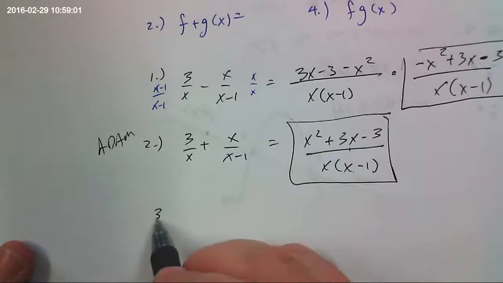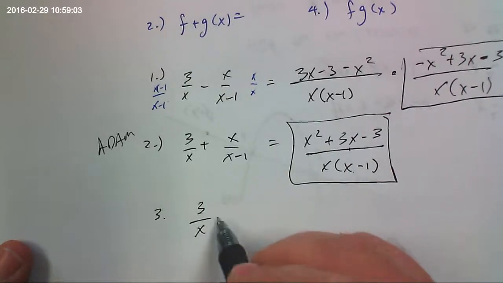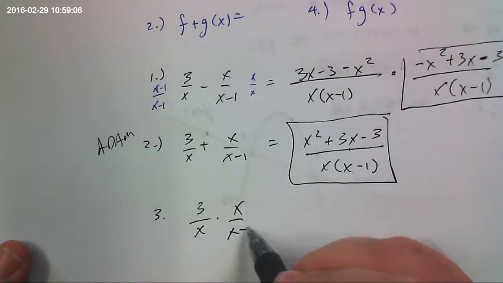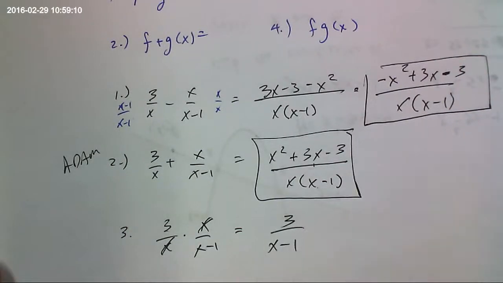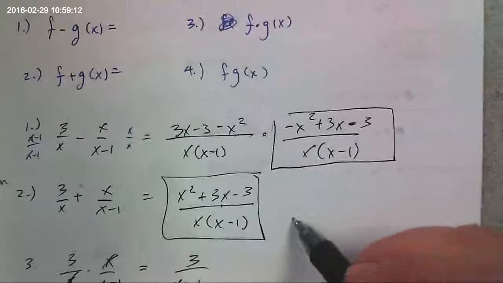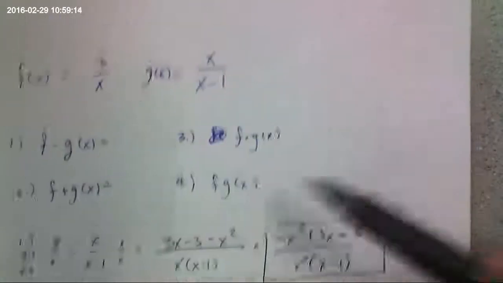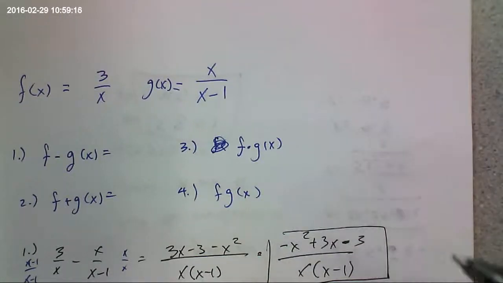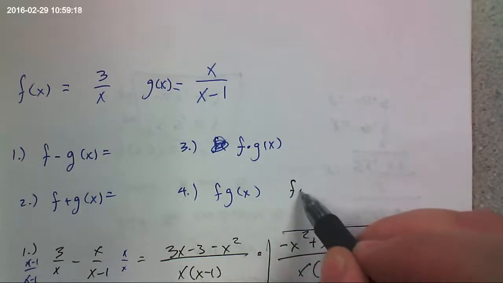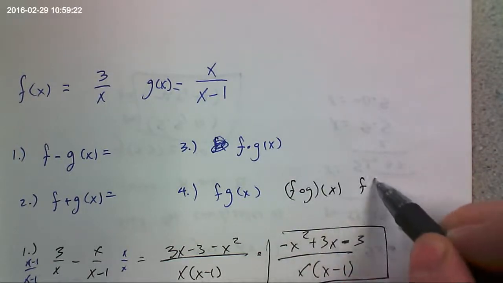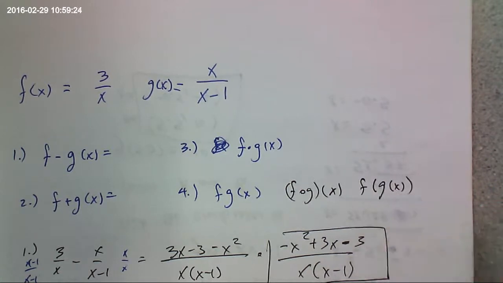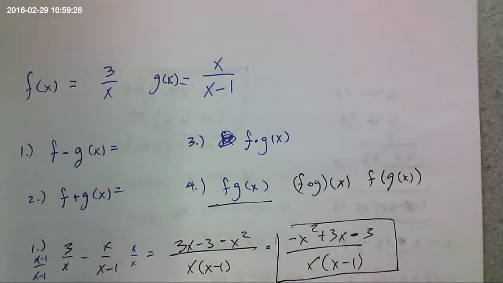Number 3, I have to multiply them. 3x times x minus 1. Now I reduce. That's 3 divided by x minus 1. Easy. Number 4, the notation between number 3 and 4 can be confusing. In the United States, we would write this for number 4, or we would write this, but the way Cambridge writes it is like that.